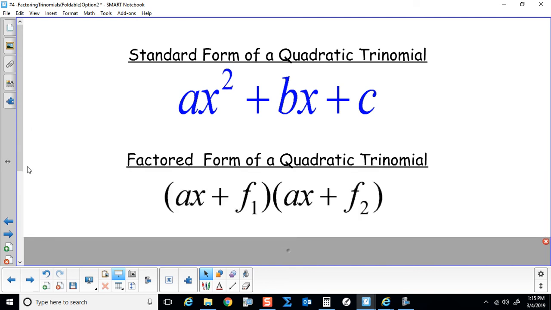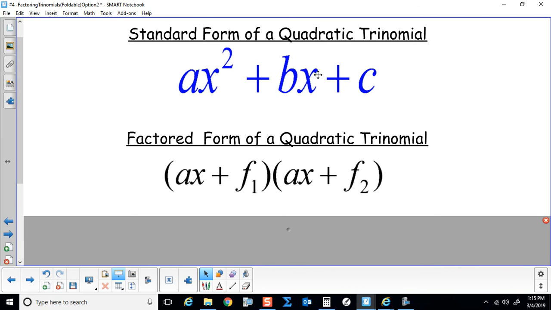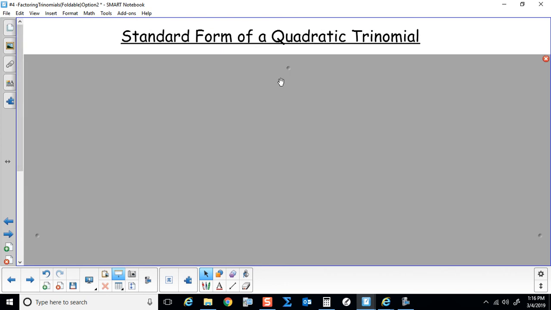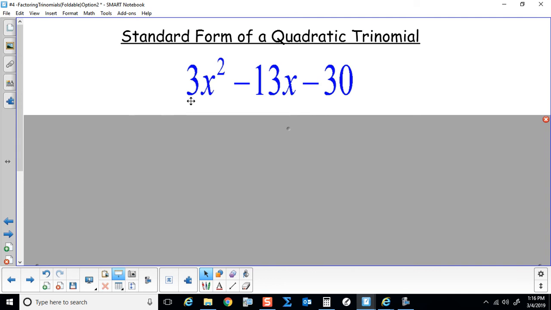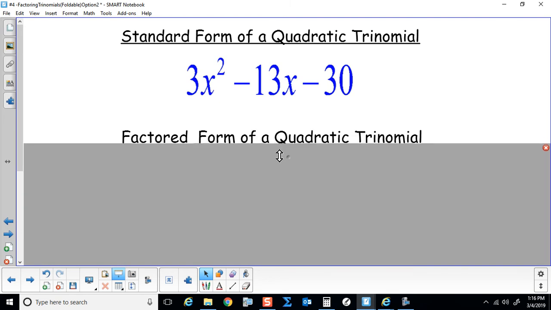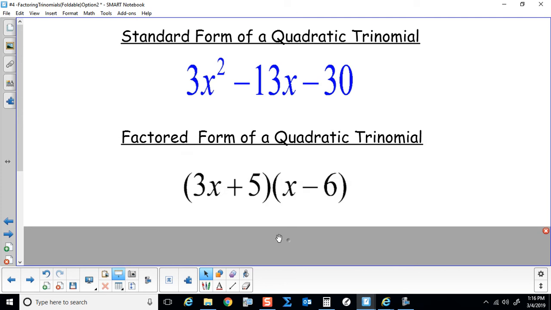So what we'll be doing, we'll start with the standard form of a quadratic trinomial, and we're going to factor it. So we're going to have ax plus factor 1 times ax plus factor 2. So what does that mean? We'll start with something that looks like 3x squared minus 13x minus 30, and we'll then determine the two factors that will multiply together to give us that trinomial. In this instance, it's 3x plus 5 times x minus 6. To check our answer, we can FOIL it, and we'll get what we started with.